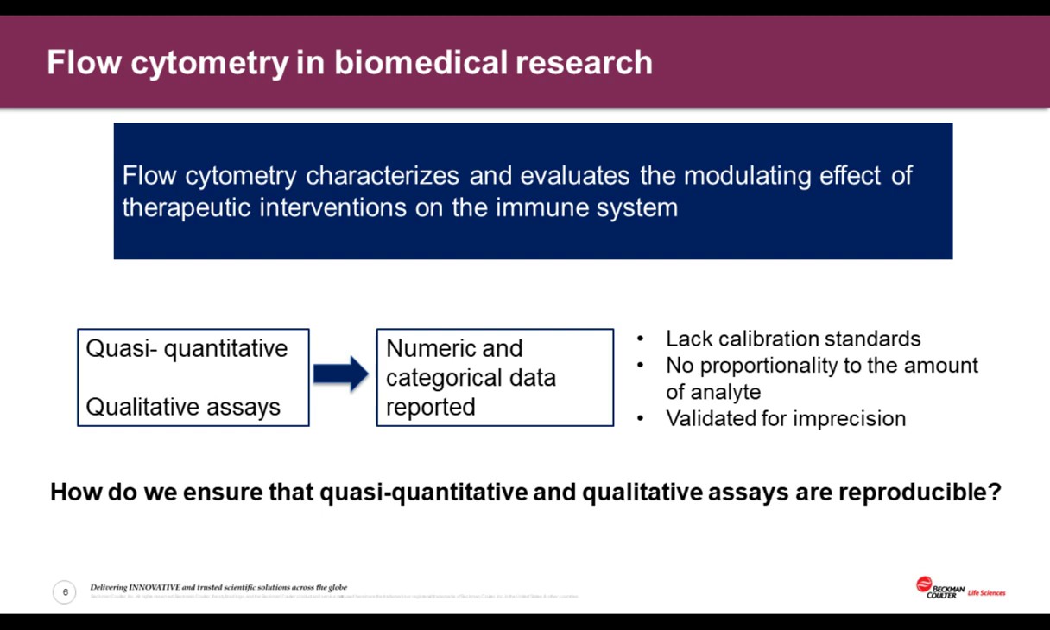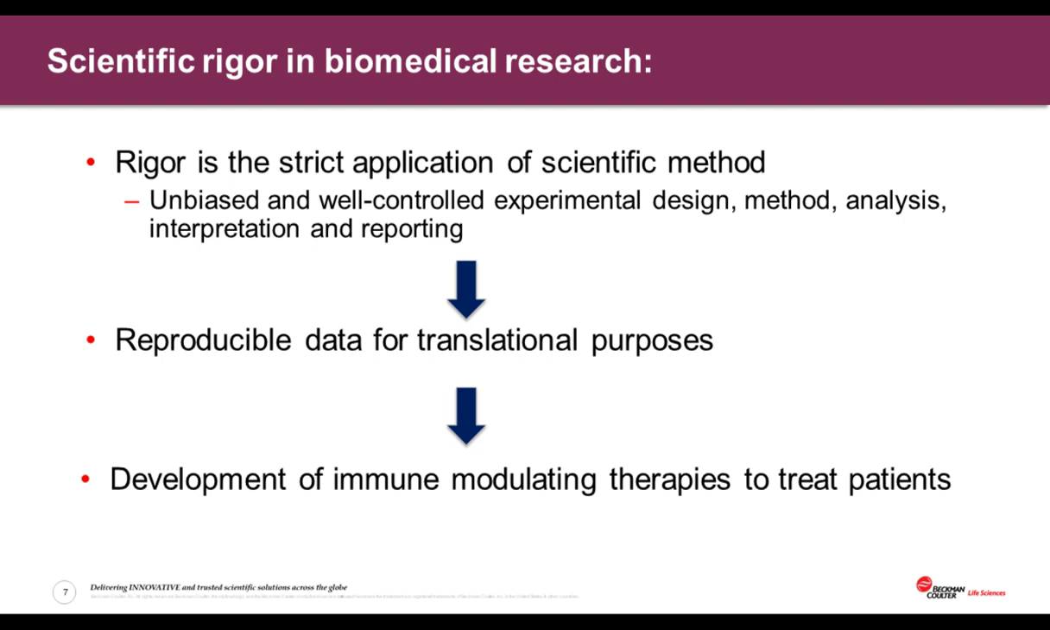We don't have the proportionality to the amount of analyte. Because of this, it is very important that we validate the method for imprecision. What that means is that we need to understand the error of measurement that we are obtaining. The reason for this is, how do we ensure that these quasi-quantitative and qualitative assays are reproducible? Because that's essentially what we need in order to analyze the therapies that are in clinical trials. So scientific rigor is one aspect by which we can obtain reproducibility.